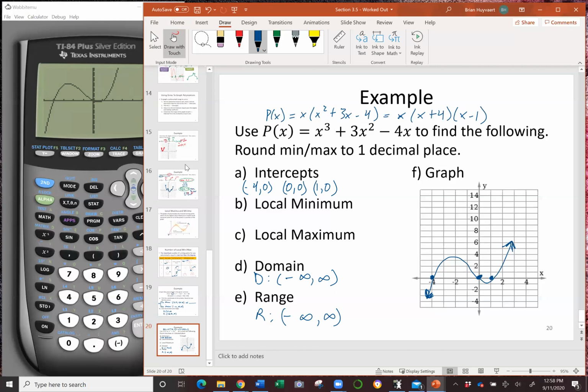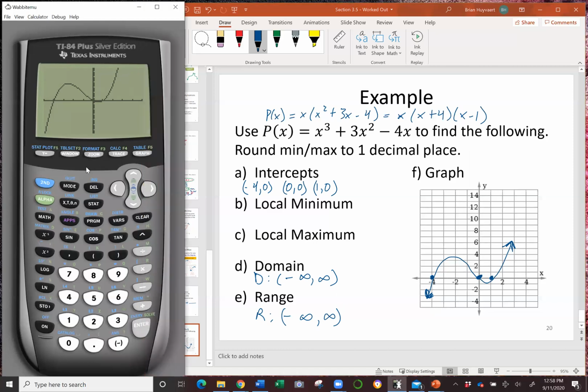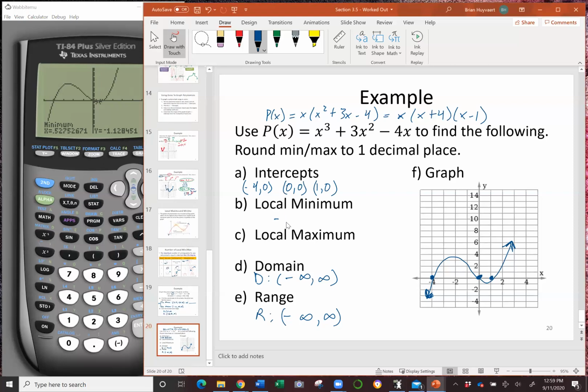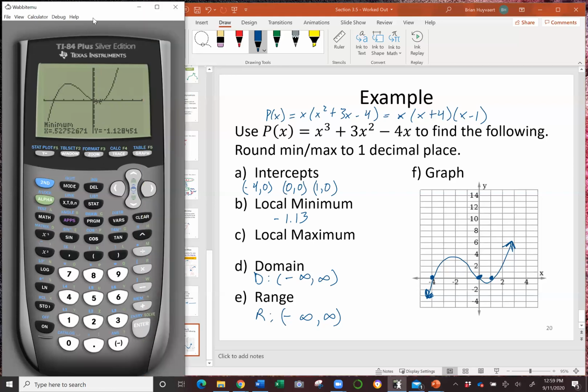And then if we want to find our local min, local max, we can just go to second trace. Let's find our min. So go to the left of that min, go to the right of that min, hit enter. And there we go, our min. If we're looking for just the minimum value, that's different from the minimum point. So the minimum y value is just negative 1.13, but we could certainly include the point.